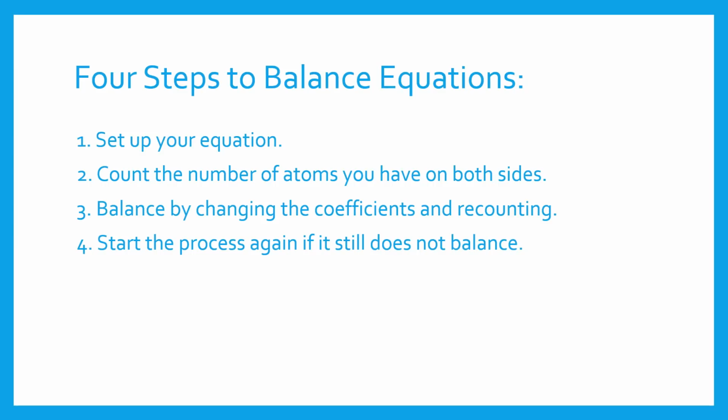So there are 4 steps to balancing a chemical equation. The first is to set up your equation by figuring out what elements there are. Then count the number of atoms you have on both sides, balance by changing the coefficients, and that's going to be very important because we cannot change anything except the coefficients, and recount after we've changed those. Start the process again if it still does not balance. This is kind of trial and error, but I'm going to give you some tips on how to make this as easy as possible.